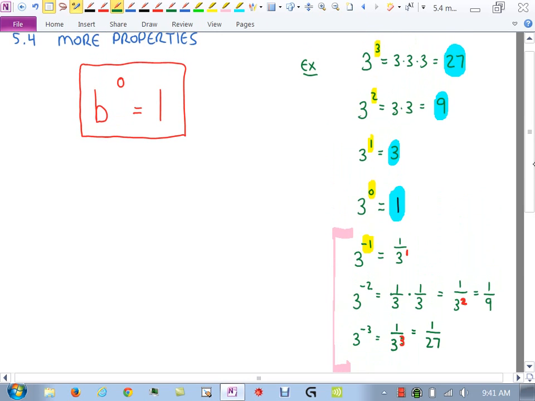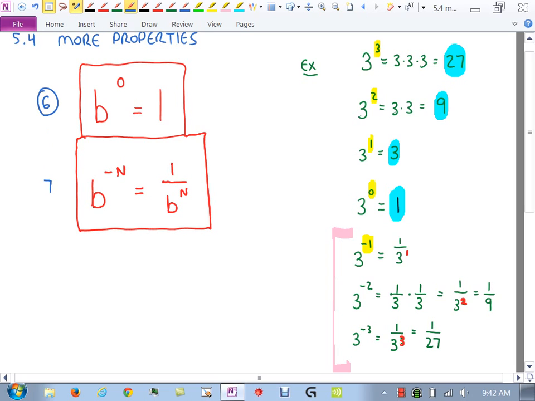So what do you think the property says here? If you have b to the negative n, that should be equal to what? 1 over b to the positive n. Good. So these are our 6th and 7th properties, respectively. All right?